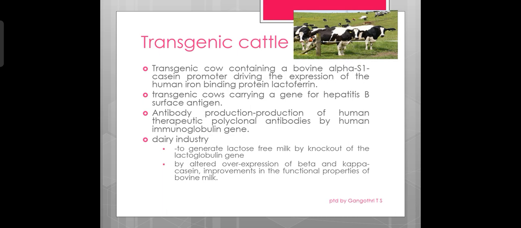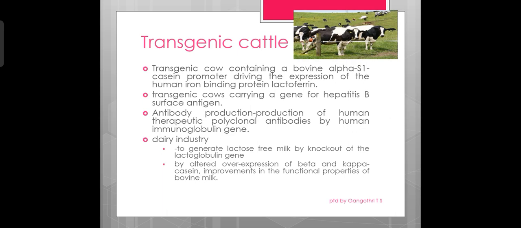Then antibody production. A human artificial chromosome containing the complete sequence of the human immunoglobulin, both heavy and light chain loci, was introduced into bovine fibroblasts, which were then used in nuclear transfer. The transchromosomal bovine offspring were obtained that expressed human immunoglobulin in their blood. This system could be a significant step forward in the production of human therapeutic polyclonal antibodies.